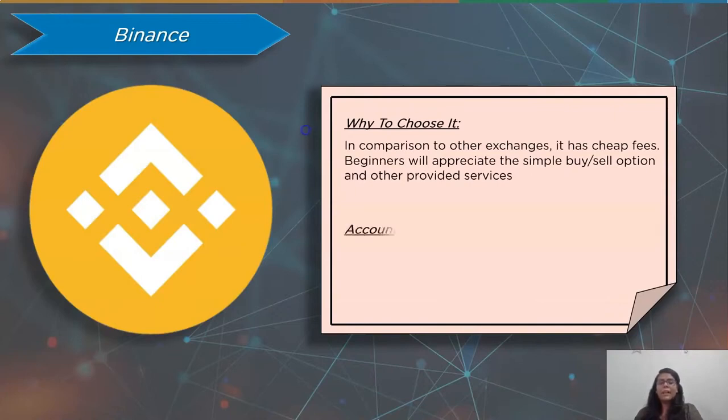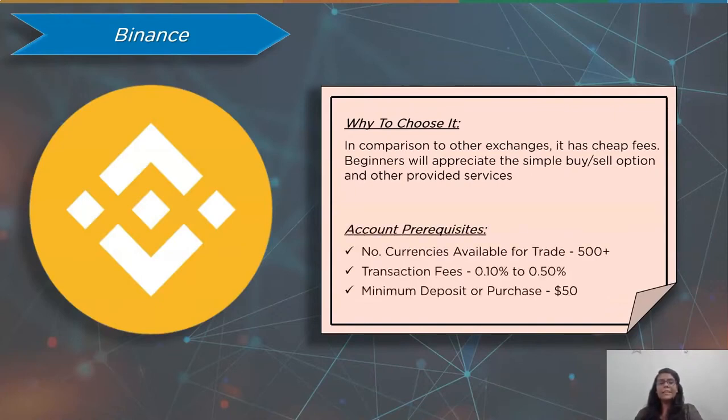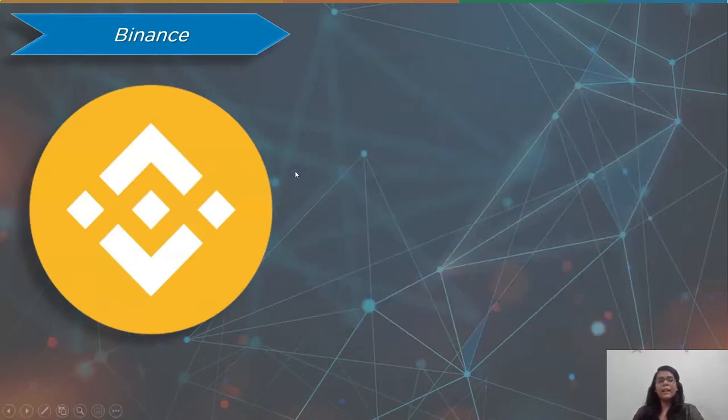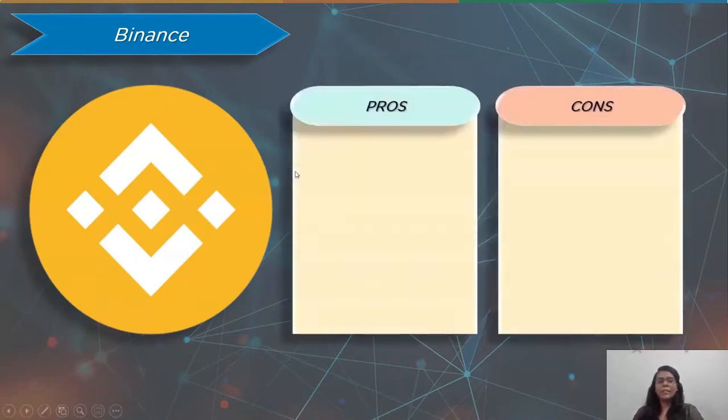Now let's have a look at the account prerequisites for Binance. It supports more than 500 cryptos for trading with a transaction fee ranging between 0.10% and 0.50%. Also, it has a minimum deposit or purchase price of $50. Now, let's have a look at its pros and cons.